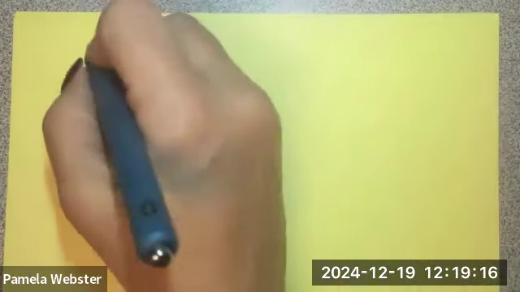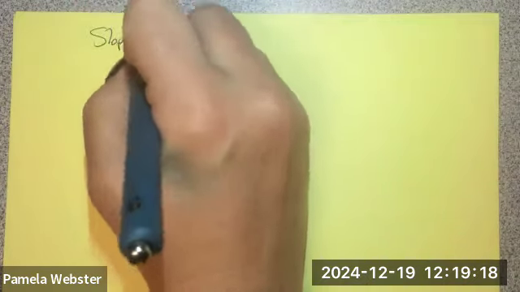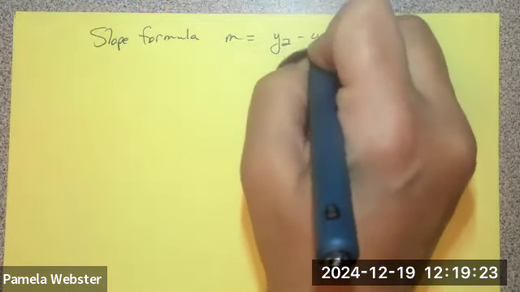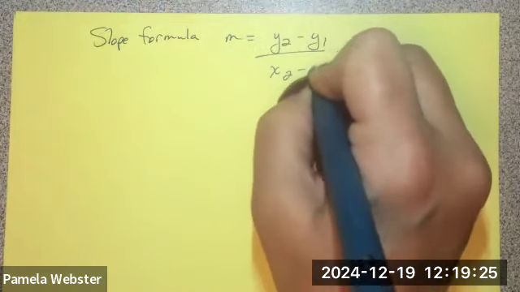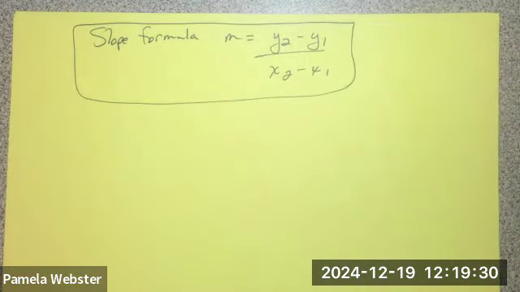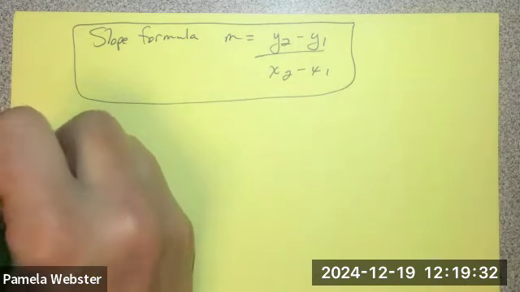See what else we got in here. Okay, let's take a look at that slope formula. So again, just so that everybody's on the same page, we've got the slope formula: m equals y2 minus y1 over x2 minus x1. And your examples are going to run along the lines of something like this, okay?